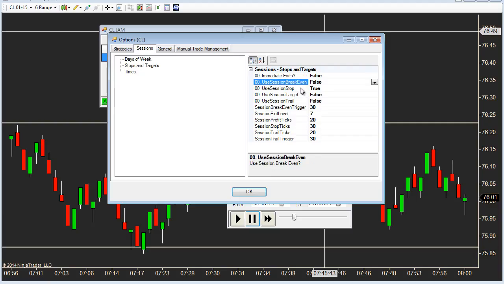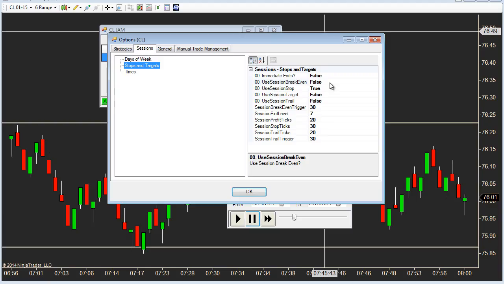Use session break even. That's if we want to set the session. Now, when we talk about sessions, we're discussing, if we go over to the times tab, one of these sessions. There's session 1, session 2, and session 3. Standard, this will come set up with only one session, but you can set it however you want. That's up to you. Okay, so if you're running 3 sessions, then each of the stops and settings in the session stops and targets are for each individual session.